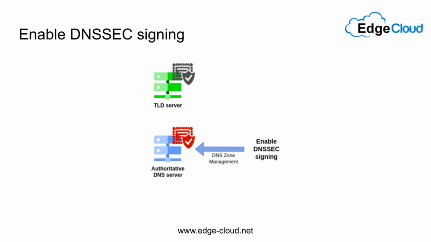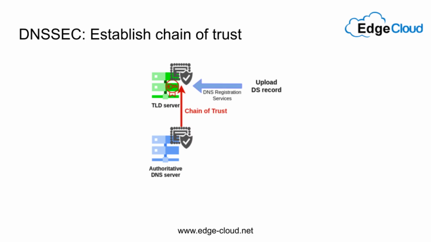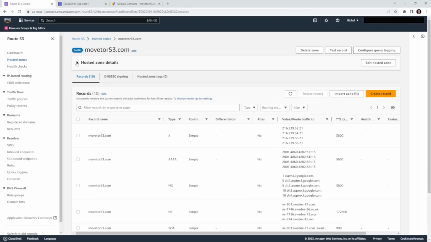For this, you need to enable DNSSEC signing of the public hosted zone in Route 53 and establish the chain of trust by uploading the delegation signer record into the parent zone. This delegation signer record, or DS record, allows resolvers to validate the child zone's public KSK, or key signing key. Let's start by enabling DNSSEC for the zone in Route 53.